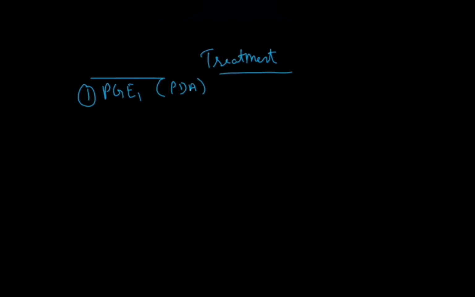So how can you treat these patients? Treatment involves, the first one, prostaglandin E1. This prostaglandin E1 helps in keeping the ductus arteriosus patent, so cyanosis is reduced to an extent. The second one is balloon atrial septostomy, which also helps in increasing the mixing between the atria.